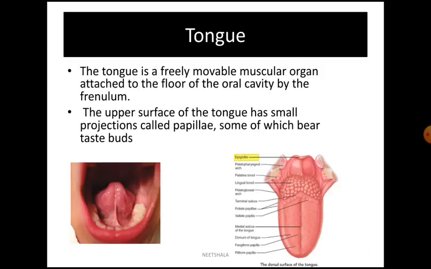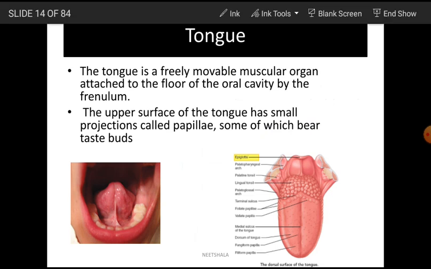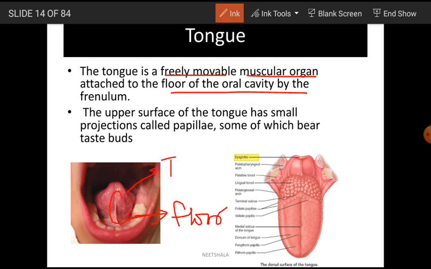Now let us move forward to the second organ which is present in the buccal cavity, which is the tongue. Now what is a tongue? Tongue is a freely movable muscular organ that is attached to the floor of the buccal cavity. This is the floor of the buccal cavity. The tongue is attached to this floor by means of a muscular connective tissue.